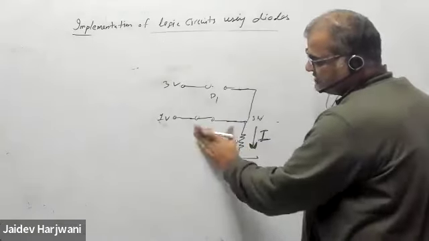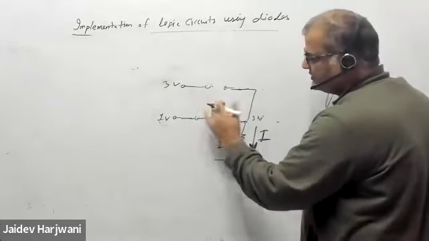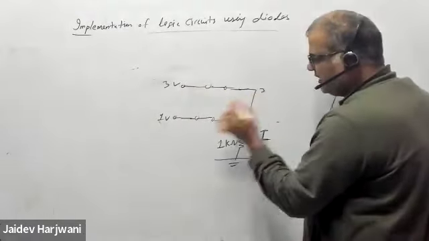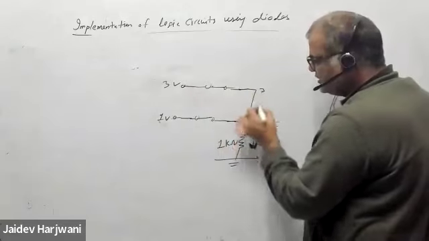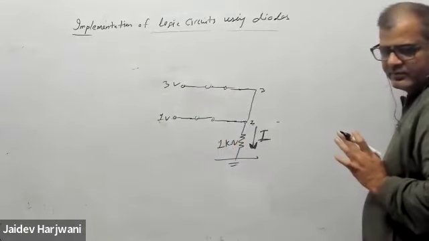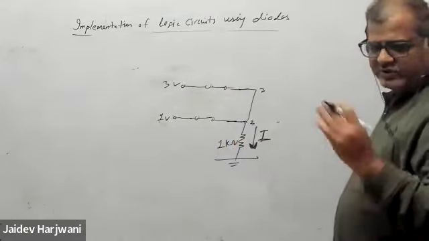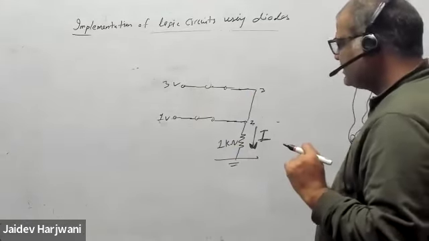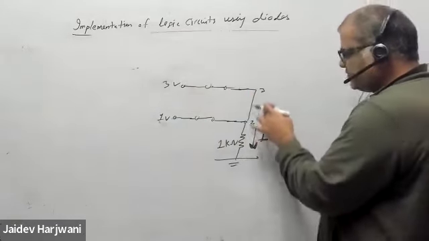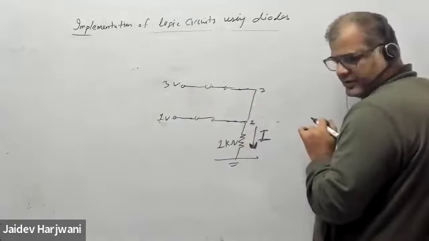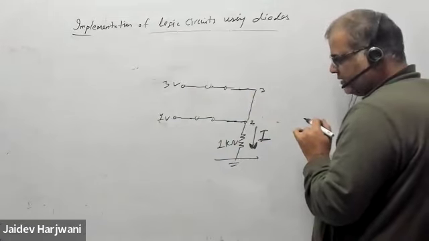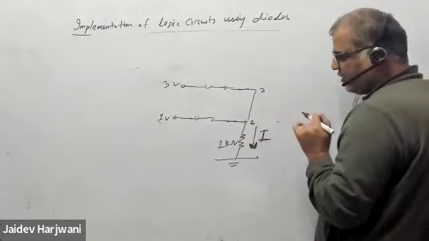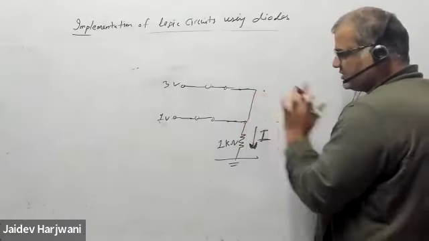First, if I say both are conducting, then this 3 volt coming here and this 1 volt coming here, this potential cannot be the same. So both conducting is not possible, because the potential cannot be different. Right? Yes, yes. So this is not possible.